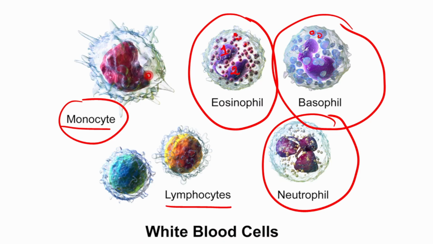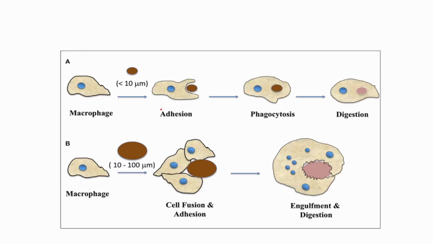They are long-lived sentinels, and they circulate in an immature state before actively migrating across endothelial borders to differentiate into highly efficient tissue macrophages. As outlined on this image, these macrophages execute vital phagocytic digestion of large pathogen and cellular debris. In this image, you see the phagocytosis process of macrophage.